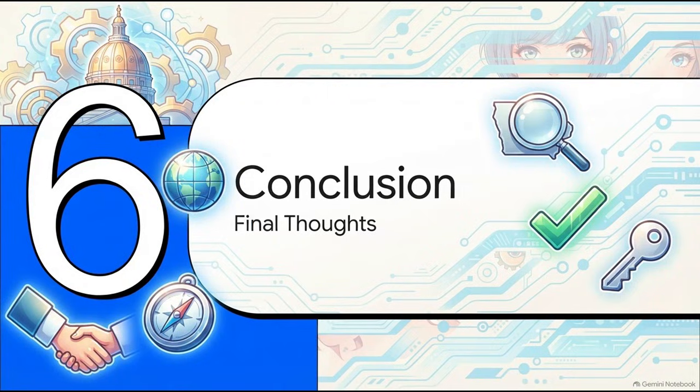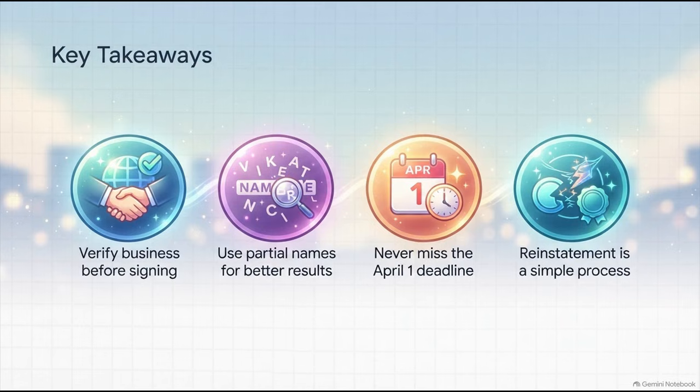Section 6, Conclusion. Final thoughts. We've covered quite a bit of ground today. So the crucial point I want you to take away is that regularly checking entity status is a fundamental part of running a safe, compliant business. Always verify a business before signing anything. Remember to use partial names and an asterisk for better search results. Never, ever miss that April 1st odd-year biennial deadline, and if you do fall out of good standing, just remember the reinstatement process is straightforward and entirely fixable.